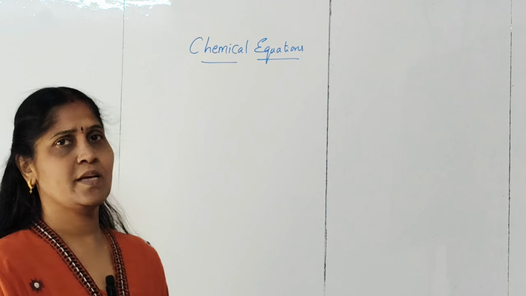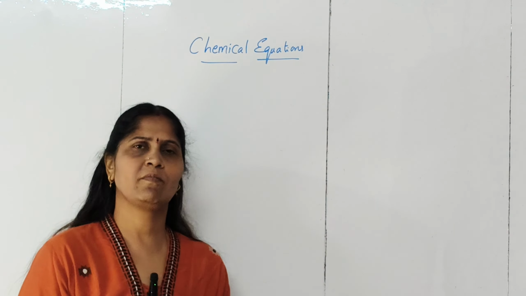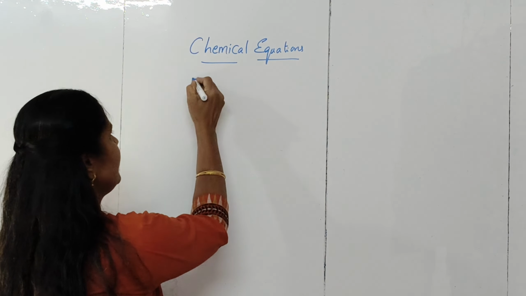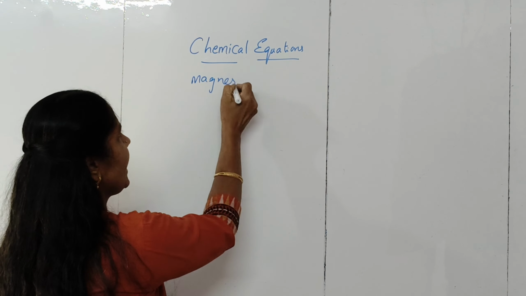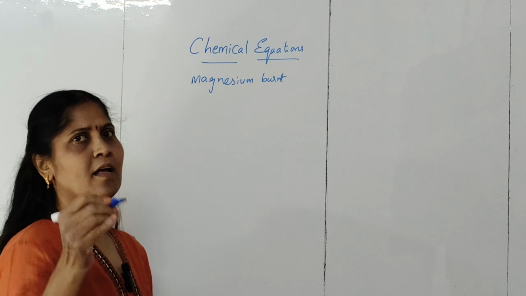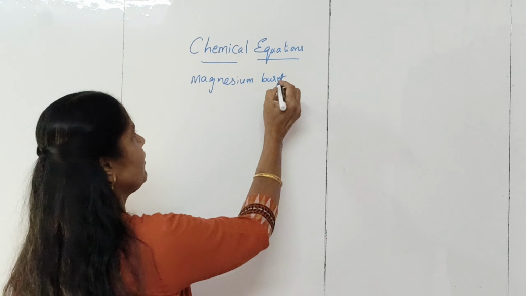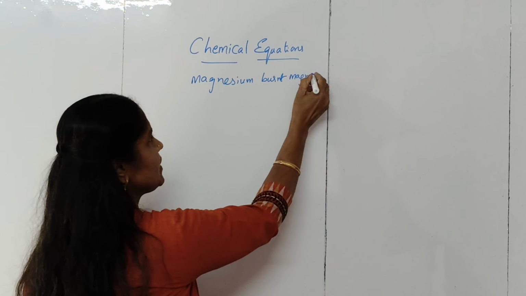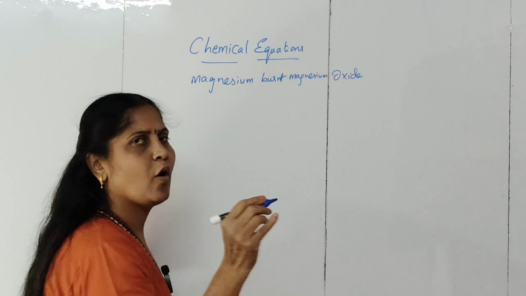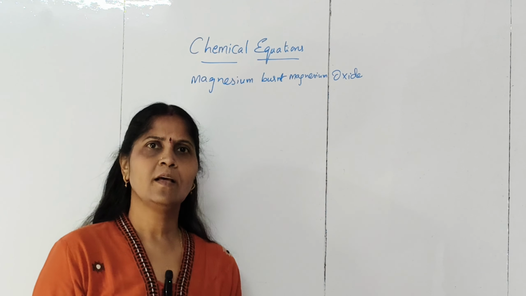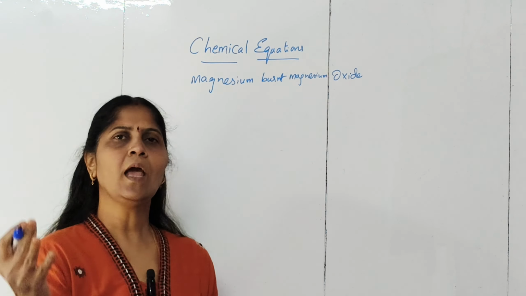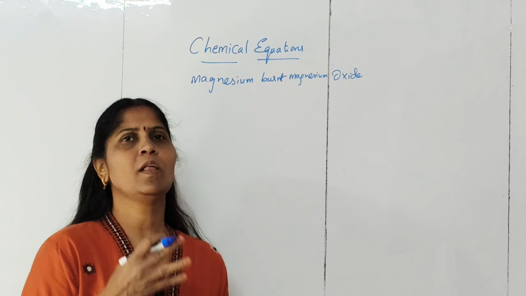If you remember yesterday's activity from the previous class, I told you that when a magnesium ribbon is burnt, it burns with a white dazzling light and finally produces a white powder of magnesium oxide. So this was the activity. Now if you want to write an equation for this activity, how will we proceed?